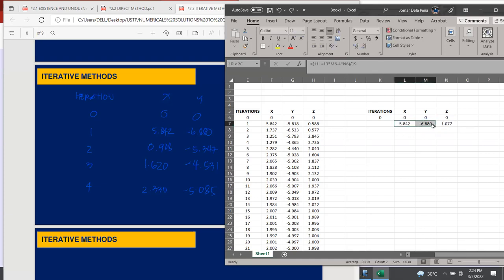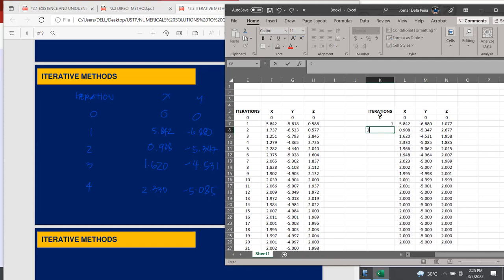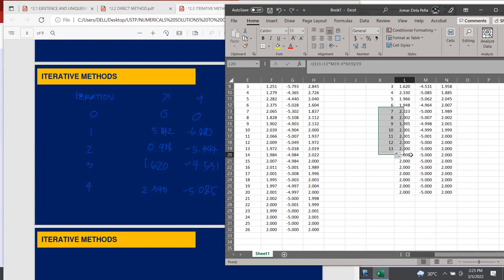Same here, Control C, Control V. Check: the latest values of Y and X? Y and Z? Check. Latest values of X and Z? Check. And the latest values of X and Y? Check. Okay, so drag it. Where does it converge? Okay, 1, 2, 3. Jacobi converges more slowly. It converges at 12 and the confirmation is at 13. That confirms that it has converged.